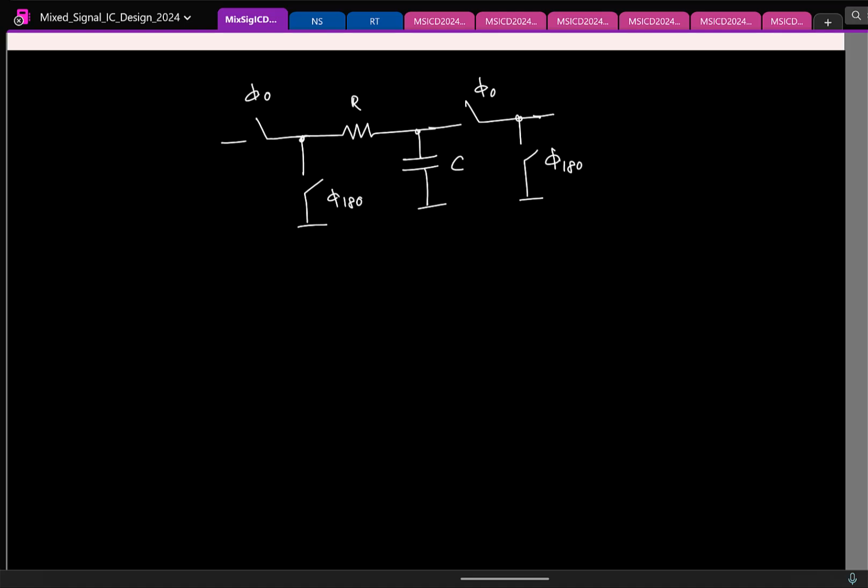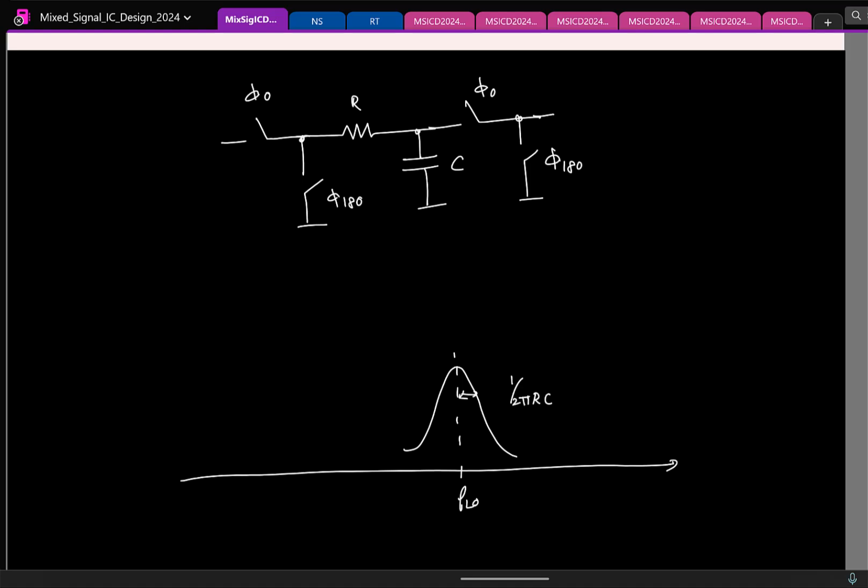So if I do this, in principle, I should be able to get a frequency response around FLO like this. It's basically the RC's frequency response shifted around FLO, and the single-sided bandwidth will be 1 by 2 pi RC. Same RC bandwidth. But this will be the case if you had multiplied with a pure cos, but you are multiplying with a square wave going from 0 to 1.